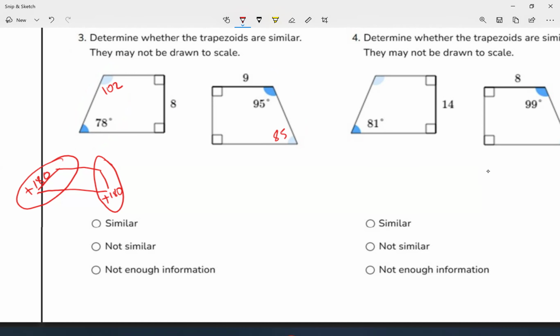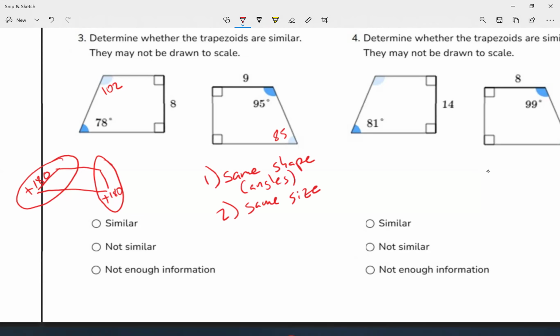Okay, so tell me if they are similar or not. Two things we need to have. Same shape. That's the first thing we need to have. And then same size. For them to be same shape, we check the angles. All the corresponding angles have to be equal. And then to check the same size, we say that sides are proportional. We talked about that yesterday. Proportional. You have to have both things in order for this to be similar.